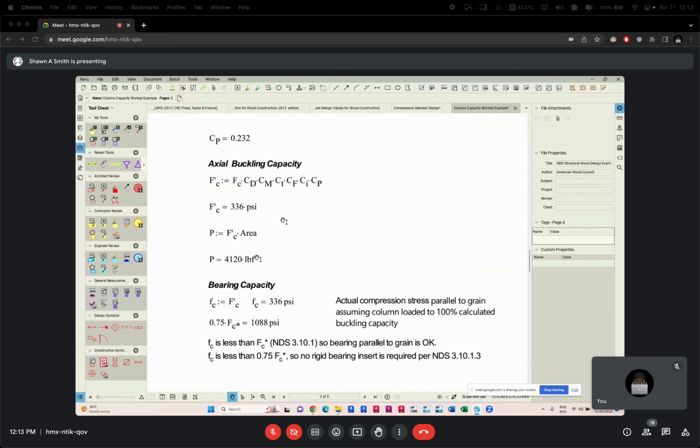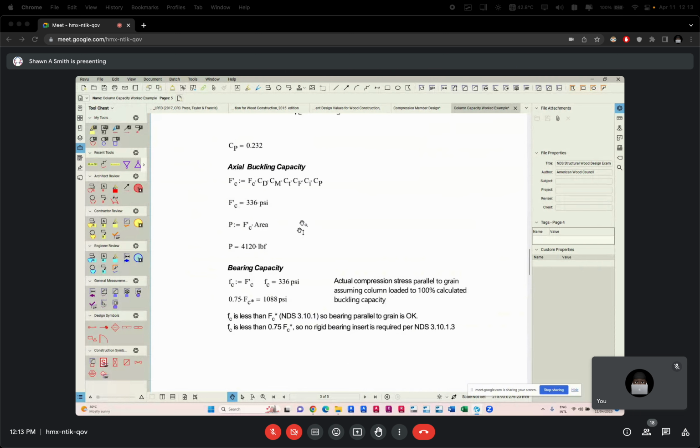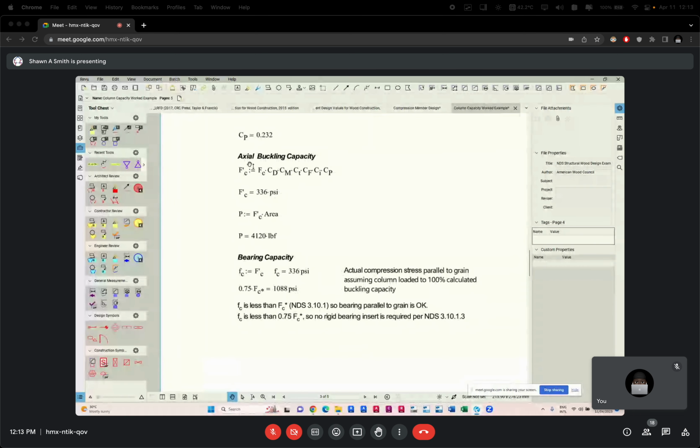For buckling, which is more critical than bearing, really, the element can't carry more than 4,120 pounds. All right, that's all we know. That's it for the 4x4.